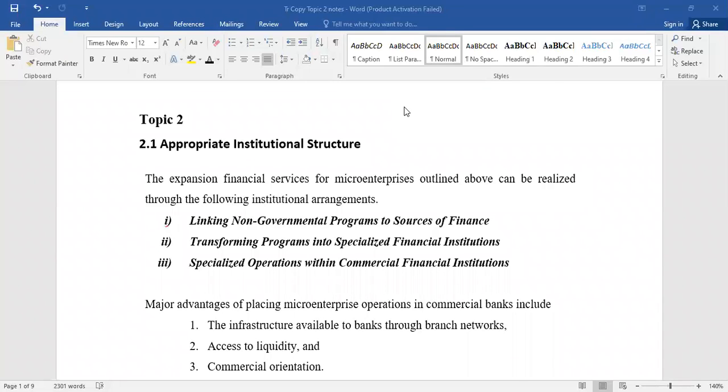So the major advantages of placing a micro enterprise operation under a commercial bank include the infrastructure that is already available. It's not easy to have a structure that is watertight. Most of the fraudsters, those IT people who steal from the banks, normally do this at the initial stages. So before the bank develops its infrastructure, they'll take advantage of the existing loopholes.